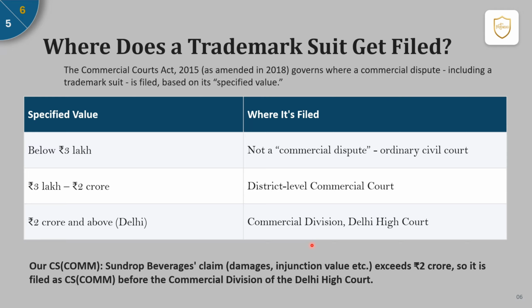Okay, so for our matter, Sundrop Beverages' claim, once you add up damages and rendition of accounts or the value of the injunction relief, will exceed around 2 crore rupees. That is why our cause is titled CS Commercial, filed before the commercial division of the Delhi High Court, not a district court. So this matters practically. Get the specific value wrong and your suit can be returned for want of jurisdiction before you even get to argue the merits.